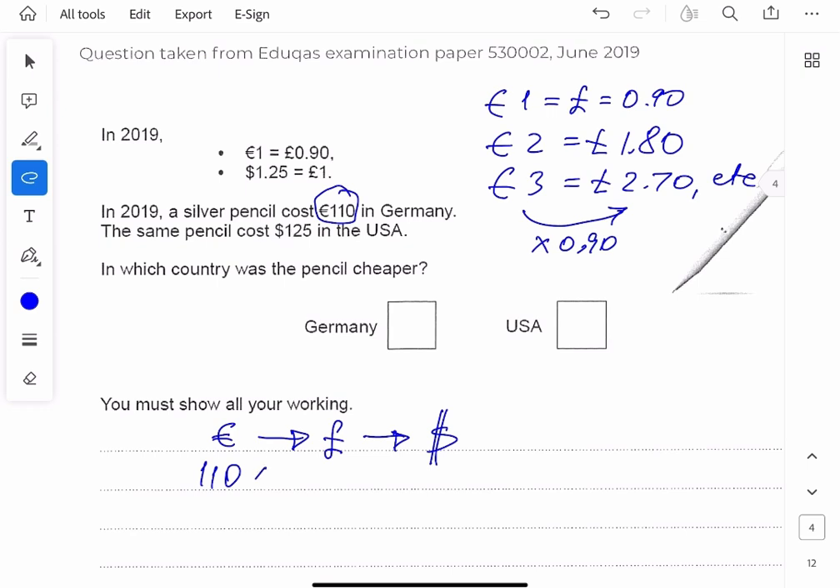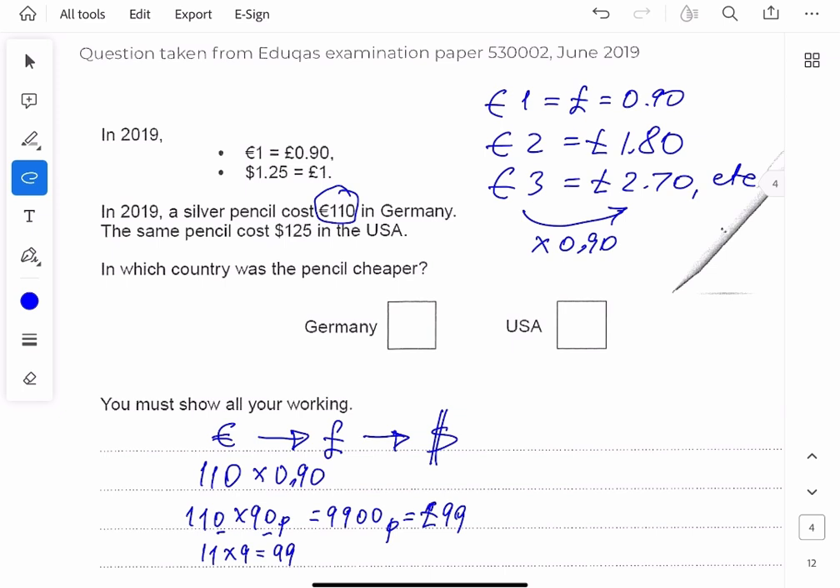So multiply 110 by 0.9 or 0.90, or you can write 0.90 as 90p. That will be easier to manage the numbers. So now just ignore the zeros, just do 11 times 9, which is 99, and then you can put 2 zeros next to your answer. So remember that's still in pence. In pounds, it's 99 pounds.